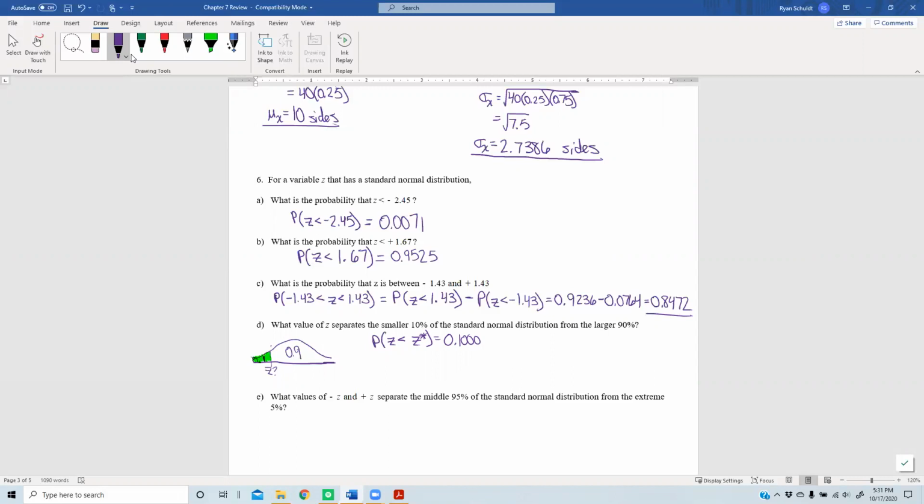So in our table, we need to look for 0.1 in the middle of the table, where all the numbers are. Not on the edges, in the middle. Find our closest probability to 0.1 and then trace it outwards. And we'll find that Z star is approximately equal to negative 1.28.